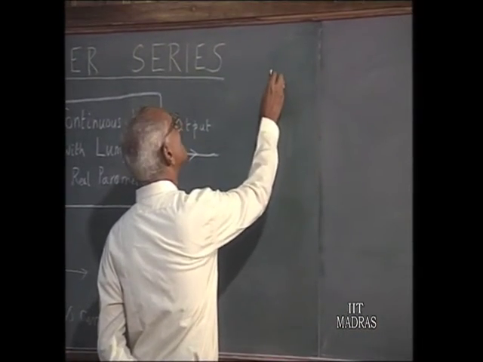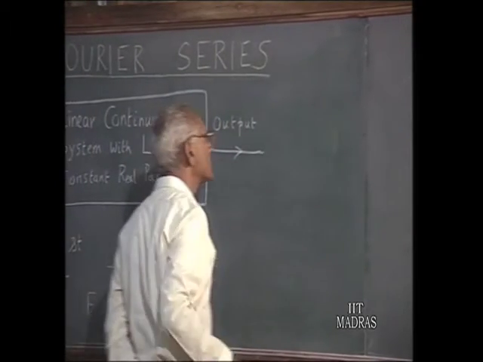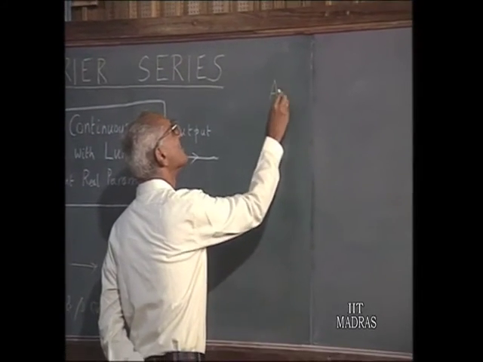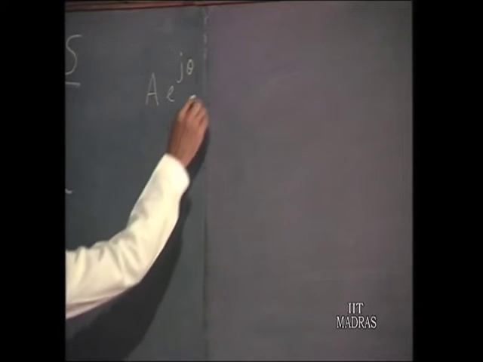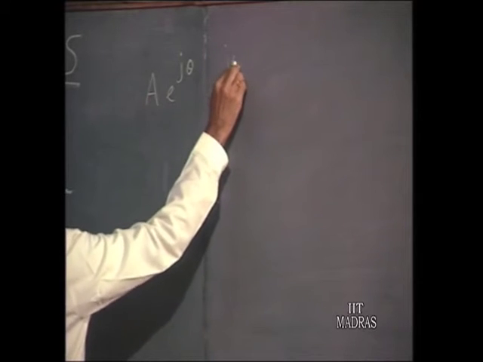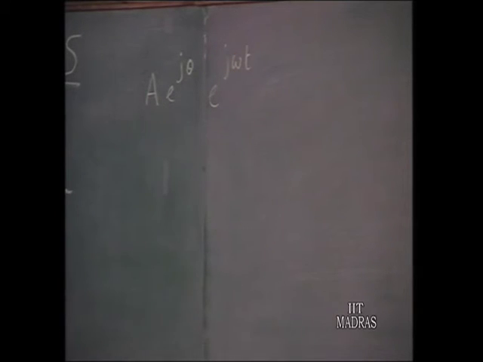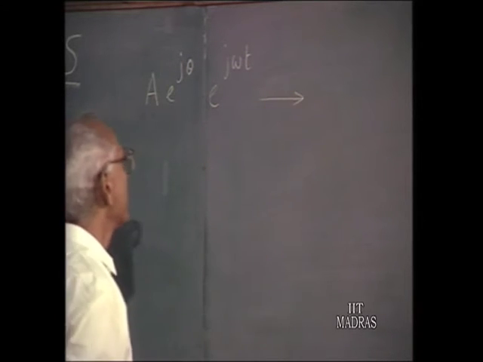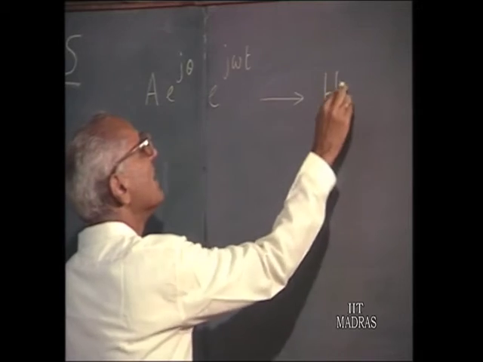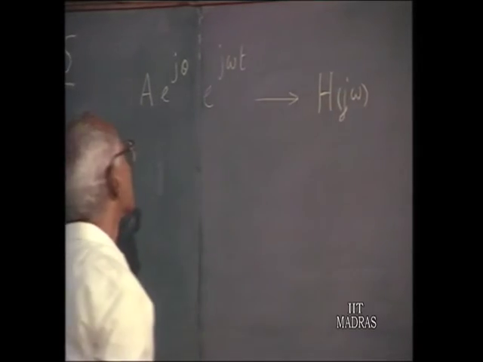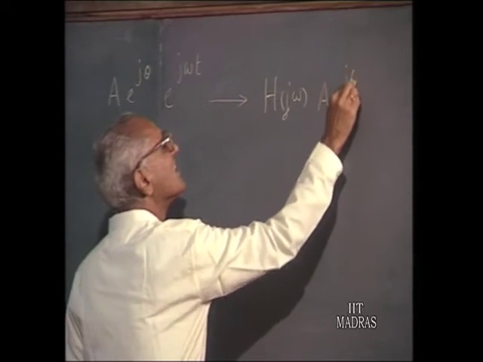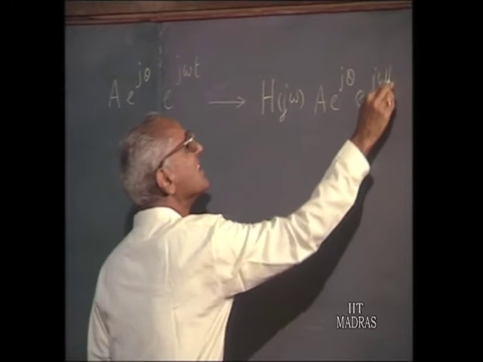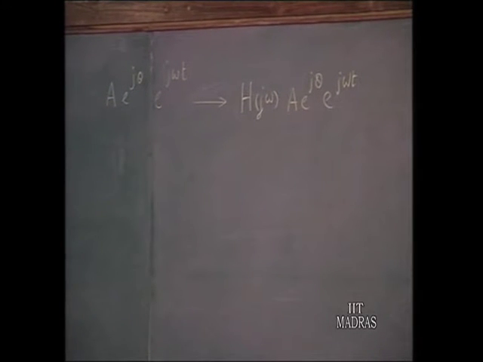We have seen just now that f e to the power of s t gives rise to the output. Suppose I have a e to the power of j theta replacing f, that is a constant, and e to the power of j omega t, that means I substitute j omega for s, then obviously the output that I get would be h of j omega, because s is now equal to j omega, in addition to a e to the power of j theta e to the power of j omega t. This is the characteristic function.